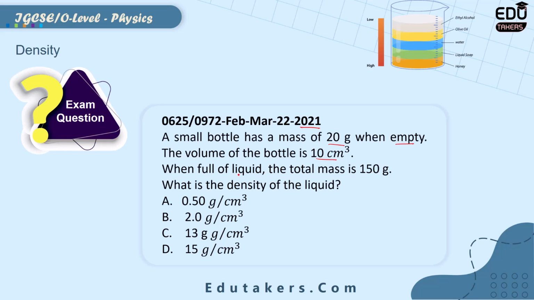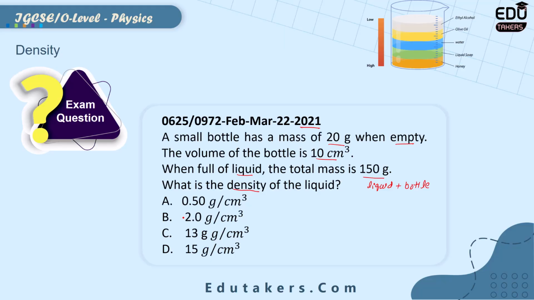When full of liquid, when the bottle is filled with liquid, the total mass is 150 gram. This is basically the mass of the liquid plus bottle, because the total mass is given. What is the density of the liquid? You need to calculate the density of that liquid.